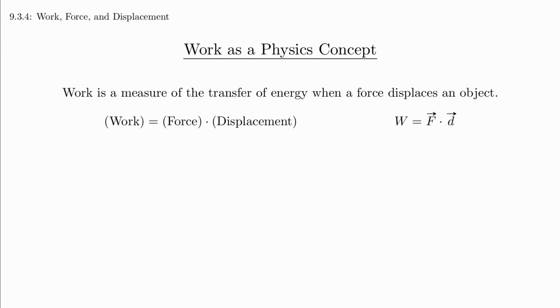The formula for work turns out to be a dot product. Work is force dot displacement. Once again, notice the vector symbols over F and D, but not W. Work is a scalar quantity. The reason for the dot product is related to the fact that only the part of the force in the direction of motion counts as far as energy transfer is concerned.